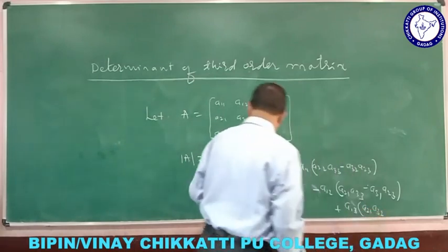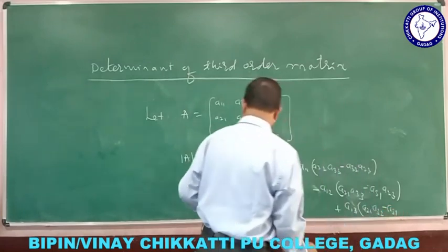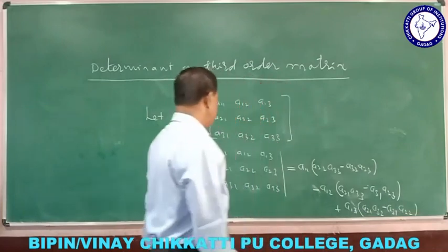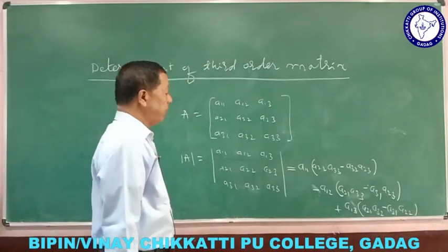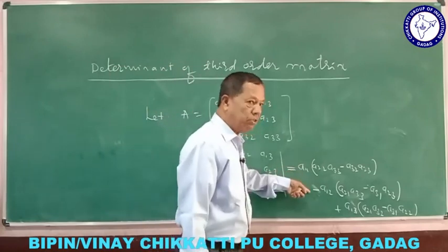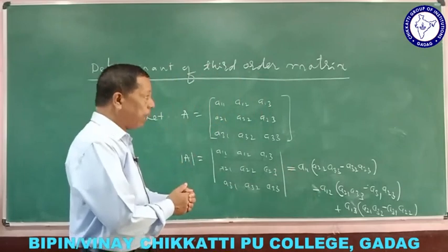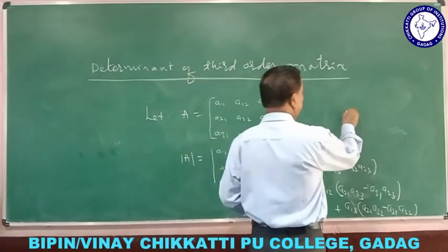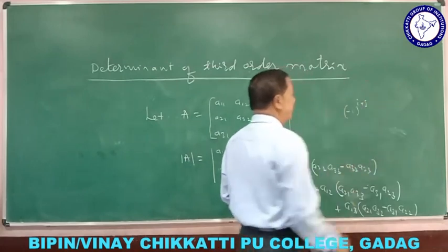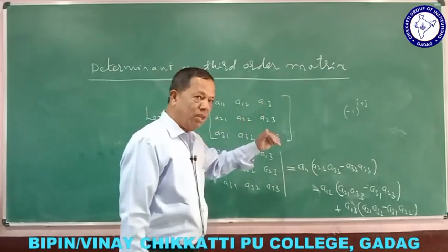A21, A32 minus A31, A22. You have to see that this is the way. Now I am explaining: here plus, here minus, here plus. That sign is determined by one formula: minus 1 raised to i plus j. I means row, j means column.